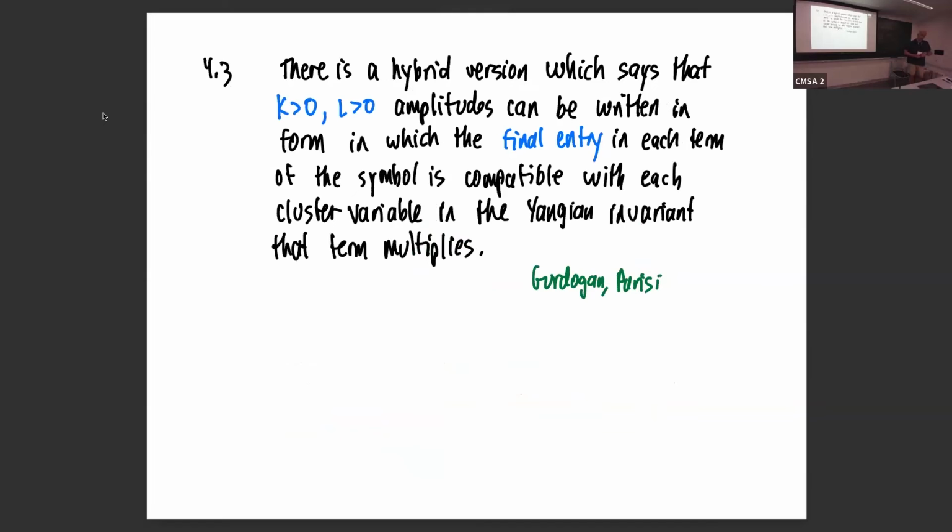There's also a hybrid version of cluster adjacency, which says that when you have loop level non-MHV amplitudes, these can be written as linear combinations of transcendental functions times Yangian invariants. And the statement here is that the final entry in each term of the symbol is compatible with all of the cluster variables in the denominator of the Yangian invariant that term multiplies. Okay, I haven't paused to ask for questions, but are there any questions? I'm going to move on to the next topic.